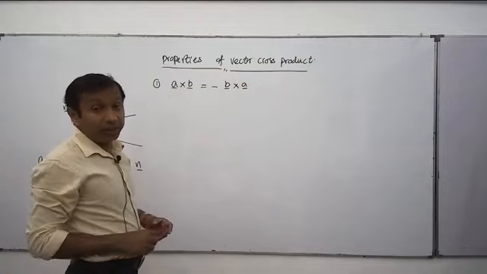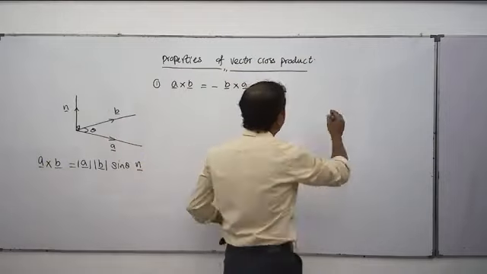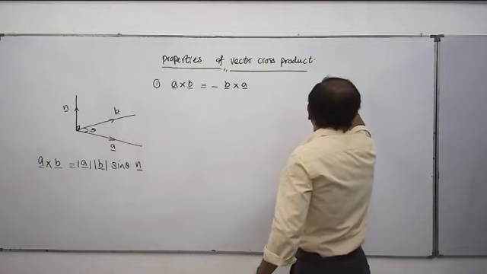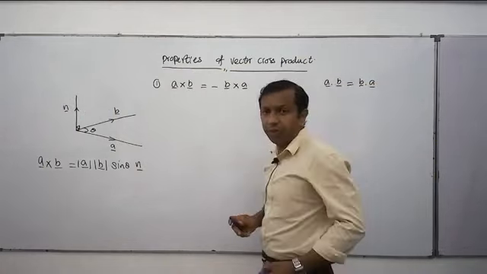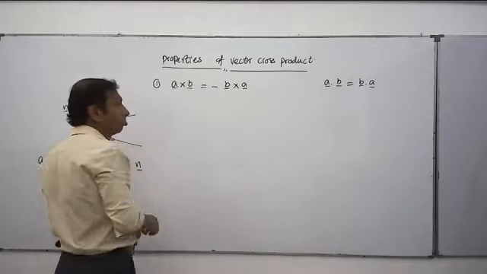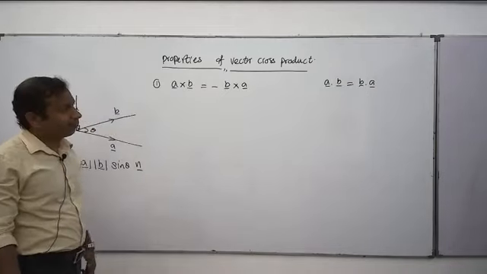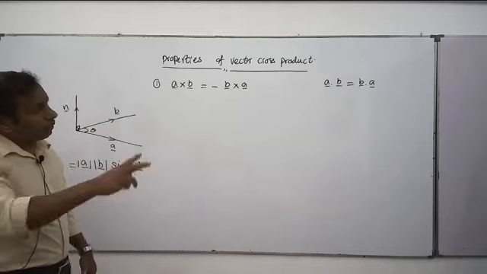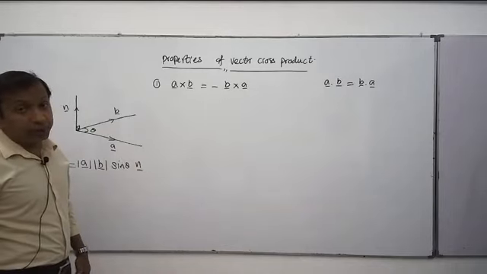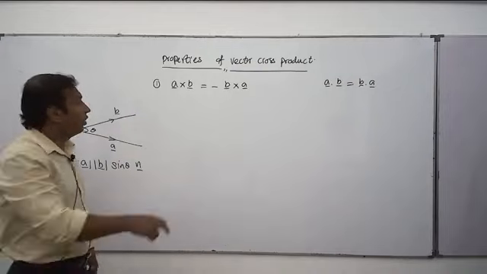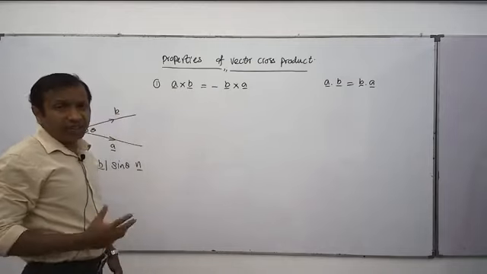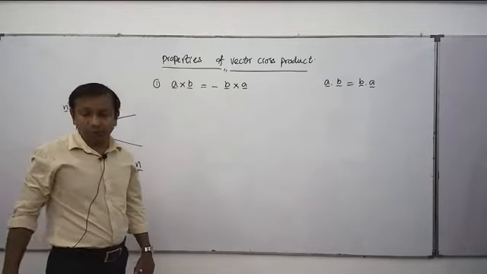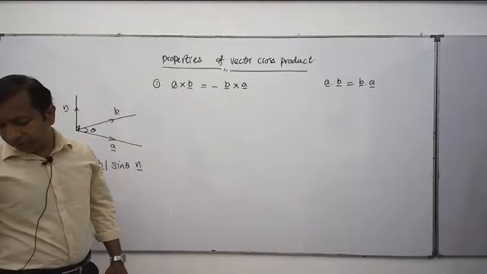But people can remember the dot product. In the dot product, we said what? A dot B is equal to B dot A. For the dot product, that's true. But for the cross product, that is not true. When we interchange the places of these vectors, an extra minus sign comes. We are not supposed to prove this one. Just remember it, right?